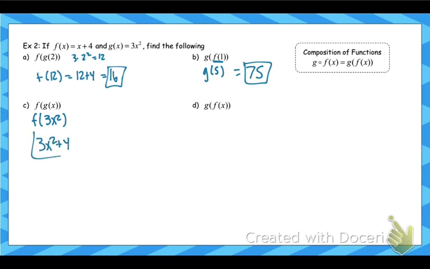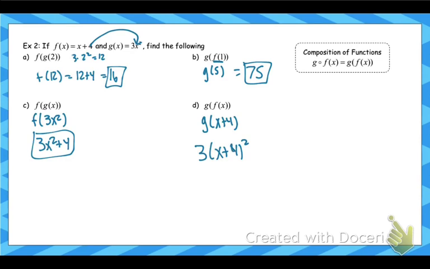All right, looking at the next one, g of f of x. So this is g of x plus 4. So x plus 4 replaces x in the g of x function. So this becomes 3 times x plus 4 squared.